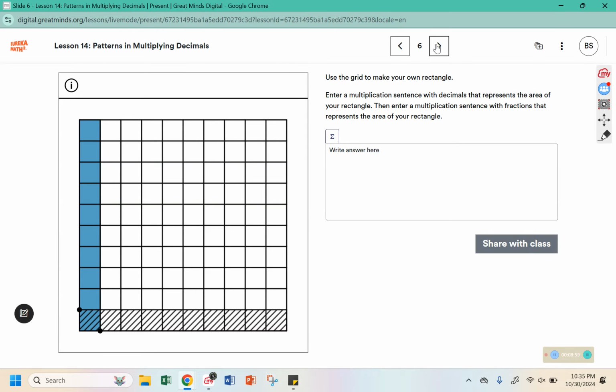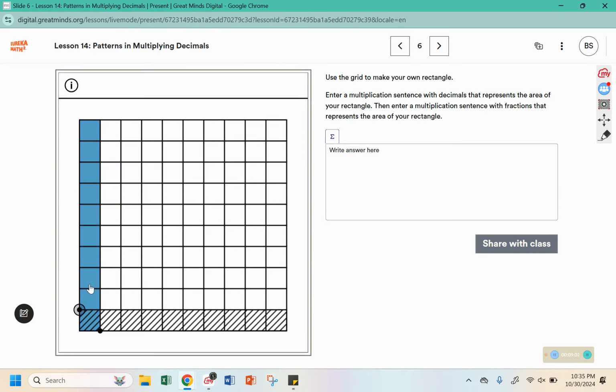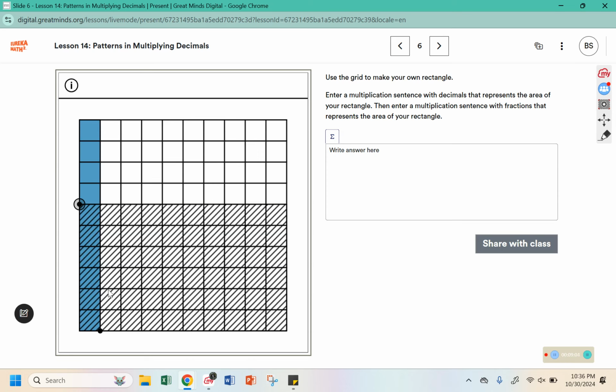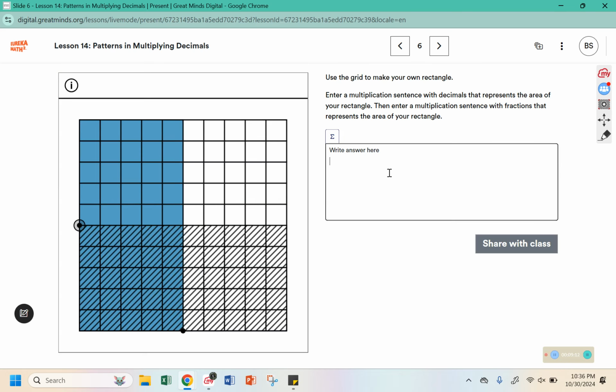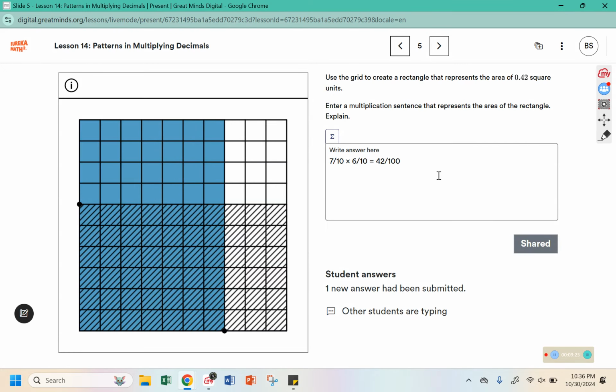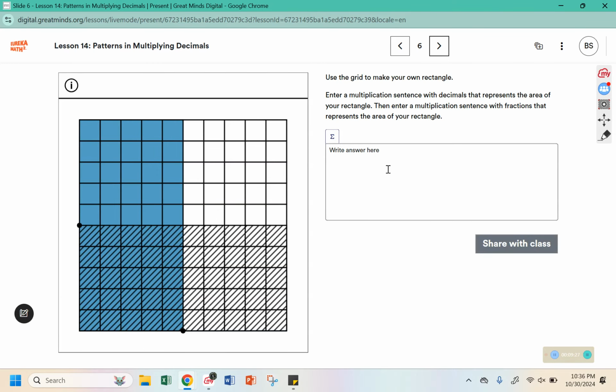Use the grid to make your own rectangle. So you can design any rectangle you'd like. I'm going to do a 5 by 5. Enter a multiplication sentence with decimals that represent the area of your rectangle. Did the last one say I need to use decimals? No. Okay, so we're safe there. This one specifically asks for decimals.